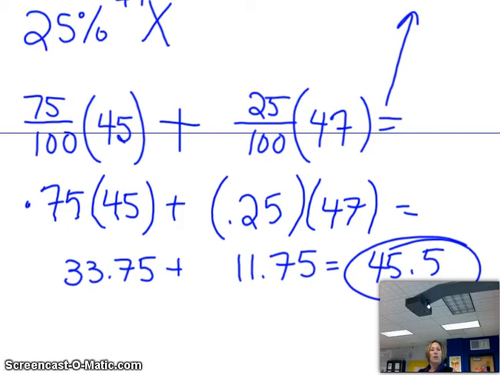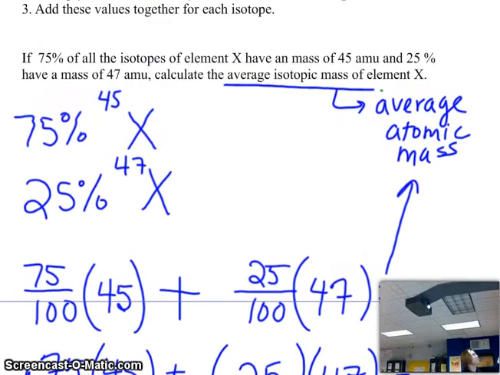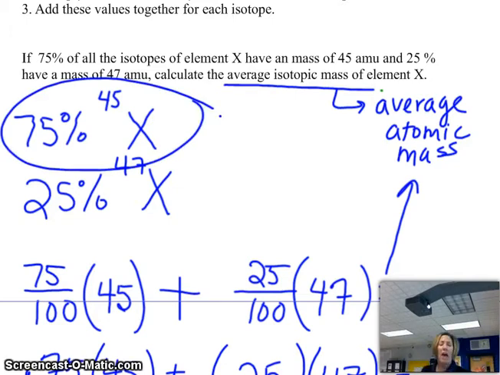Just a note, you should recognize that the average that you get, your answer, should be somewhere between your values. So when you're getting an average, it has to be higher than the lowest number and lower than the highest number. And it should be closest to the value that's present in the greatest amount. So since most of the isotopes had a mass of 45, we would expect our average mass to be closest to 45. If you get a number like 4,000 for the answer, you did something wrong, right? The lowest number is 45, the highest number is 47. The values have to be in between that.